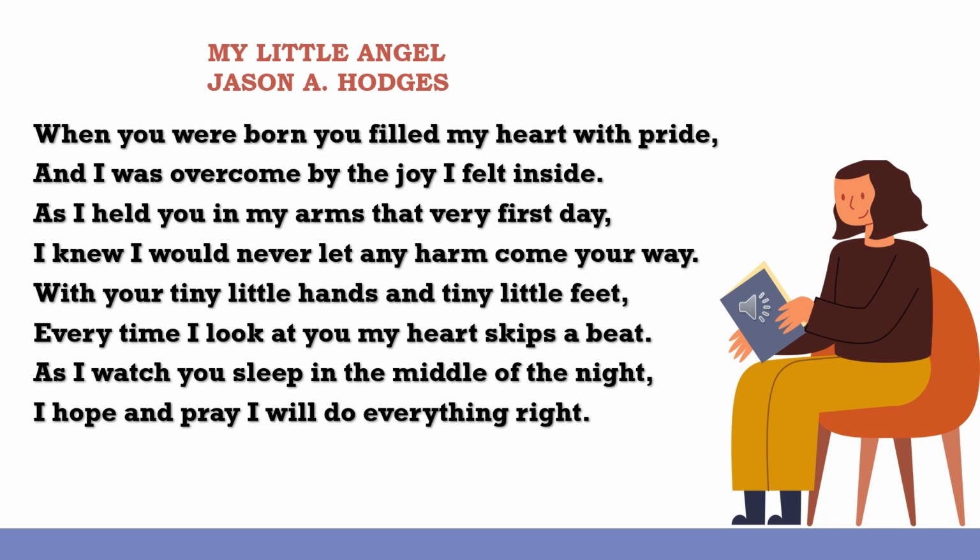Stanza type, octave. An octave is a stanza with 8 lines. Based on the excerpt provided, the poem, My Little Angel, is strictly an octave in its entirety. An octave typically refers to a stanza with 8 lines. Now, we have 8 lines, forming an octave.